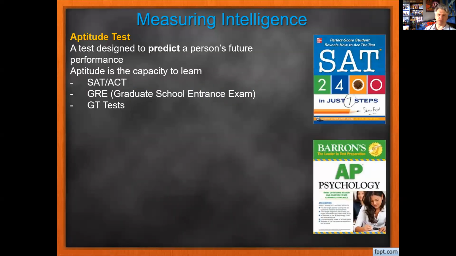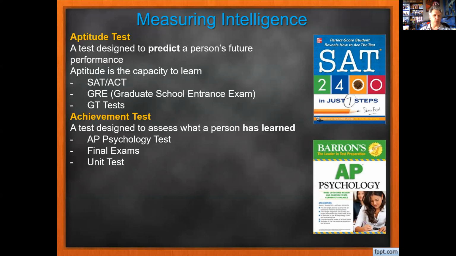So let's talk about the different types of tests real quick. An aptitude test is a test designed to predict your future performance. Think of aptitude, what I'm about to do is the way I sort of try to remember it. When you take your SAT or your ACT to get into college, that is a test that's supposed to measure the likelihood that I'm going to be successful in college. Or if you take the GRE, a graduate school entrance exam, what is the likelihood you're going to be successful in graduate school? Or GT tests that you took in elementary school: what is the likelihood that I would perform well in Horizons classes?